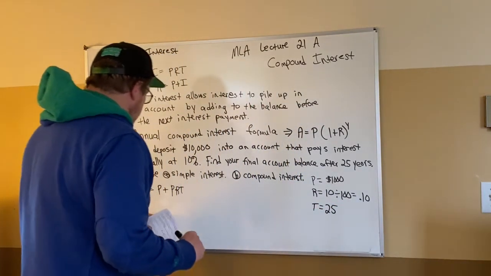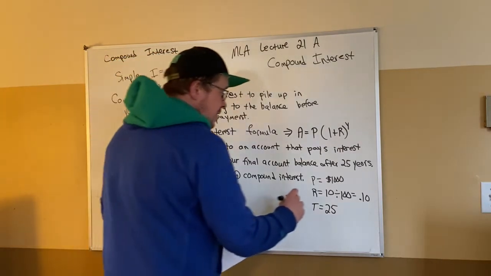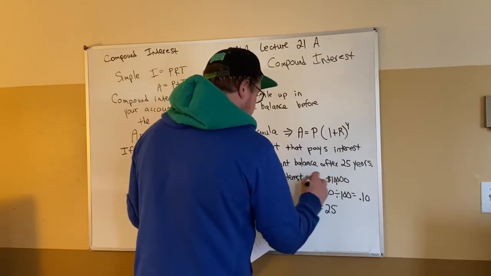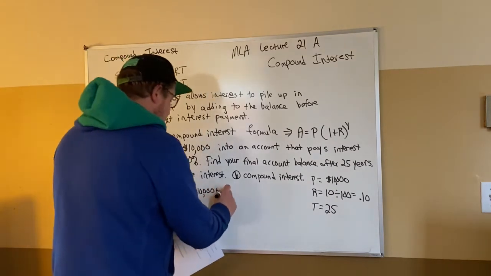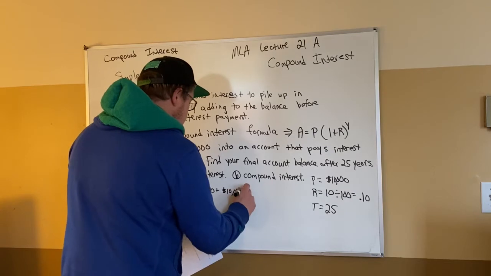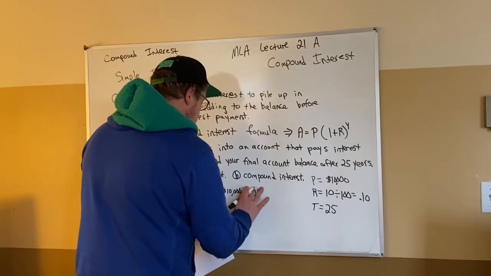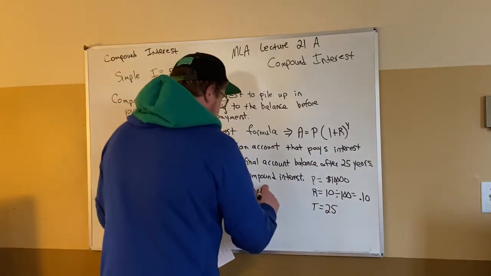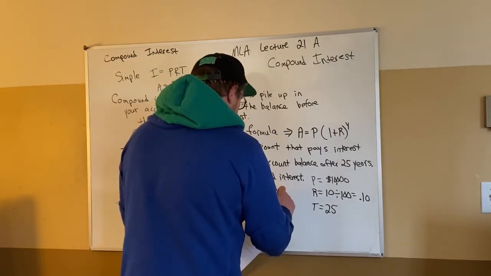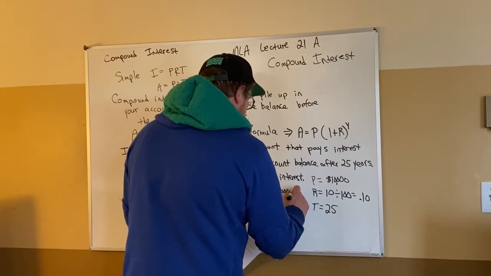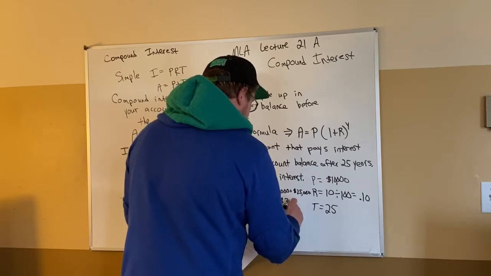So what we get for the old simple interest is we begin with your $10,000. You put in 10,000, plus you get 10,000 times 0.10 times 25 years, which is 10,000 times 0.10 times 25, and that's 25,000. Over 25 years, you're going to have $35,000.